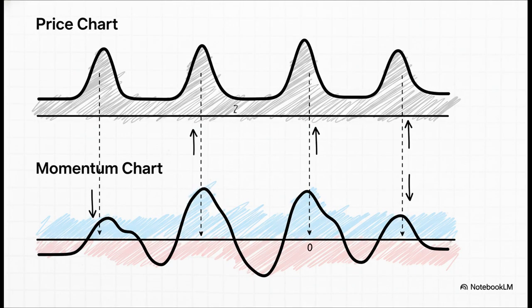Now, check this out. This is where it gets cool. We've plotted the momentum, that first derivative, right below the price. See how that line dances above and below the zero line? It's simple. When it's positive, above zero, the price is rising. When it's negative, below zero, the price is falling. But the real magic happens right when it crosses that zero line. That's a huge signal that a trend might be about to hit a turning point.